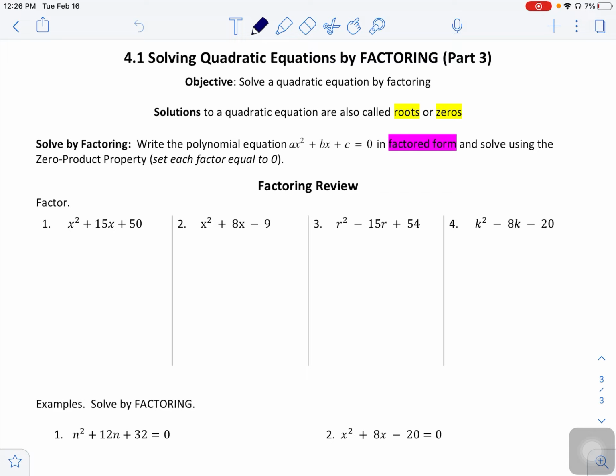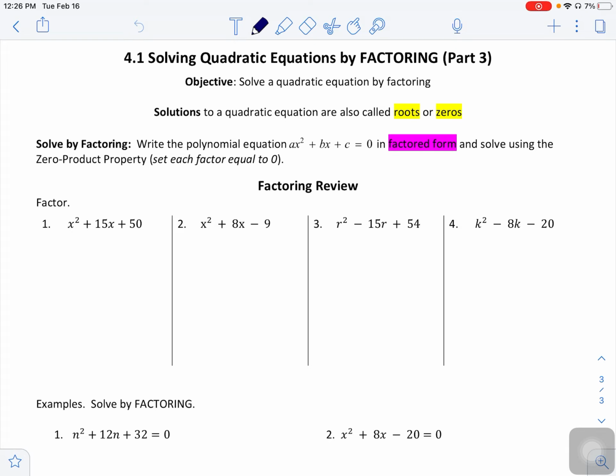To solve a quadratic equation by factoring, you have to write the quadratic equation in factored form and then solve using the zero product property, which basically is setting those factors equal to 0. So first we're going to do a factoring review.